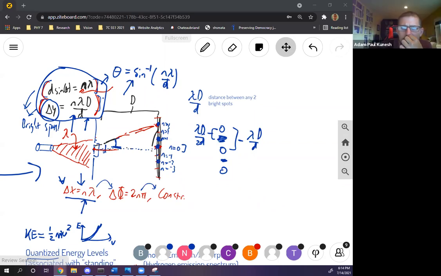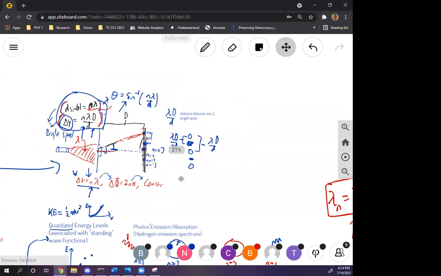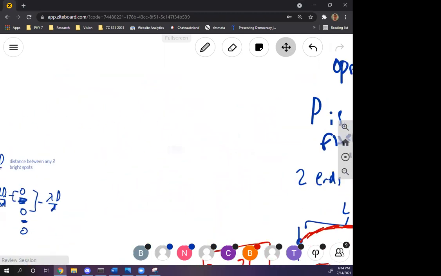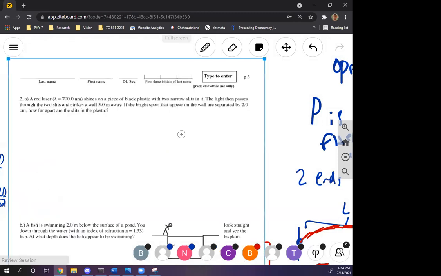I was just wondering, how come delta y is 2 centimeters and not 1 centimeter? Because I thought if n is equal to 1, delta y is the distance from the center to the n equals 1 bright spot.